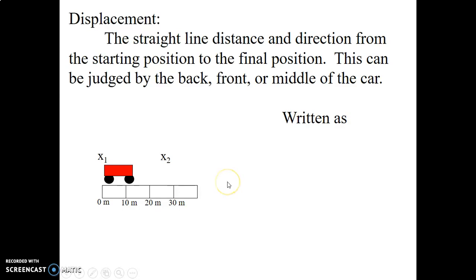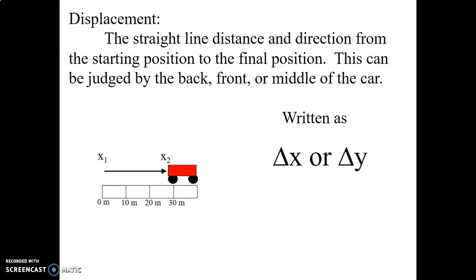The first definition that we're going to look at here is displacement, which is basically how far and which way an object ends up from where it started. Okay, so displacement is how far and which way an object ends up from where it started. Mathematically, we're going to write this as delta x or delta y. The delta means change in. So delta x or delta y. That's what the triangle is, obviously delta.